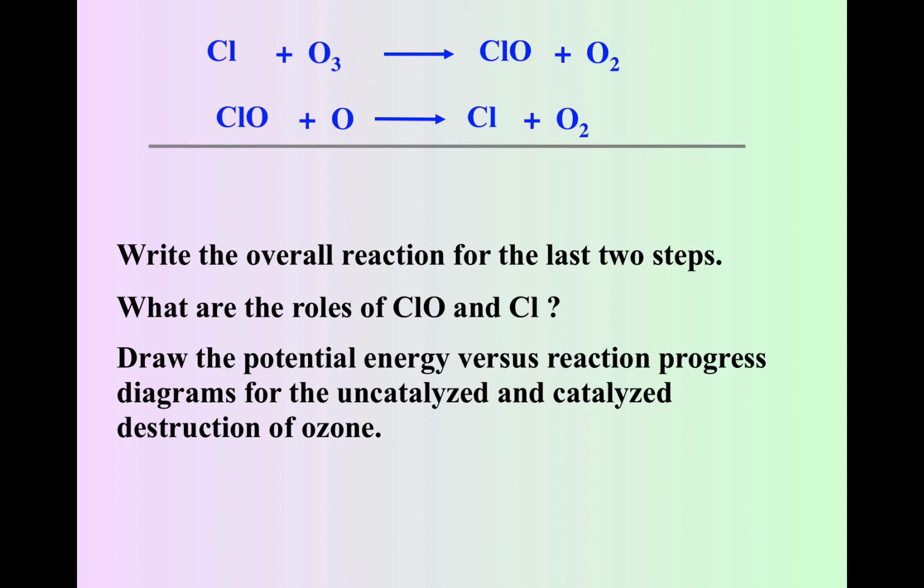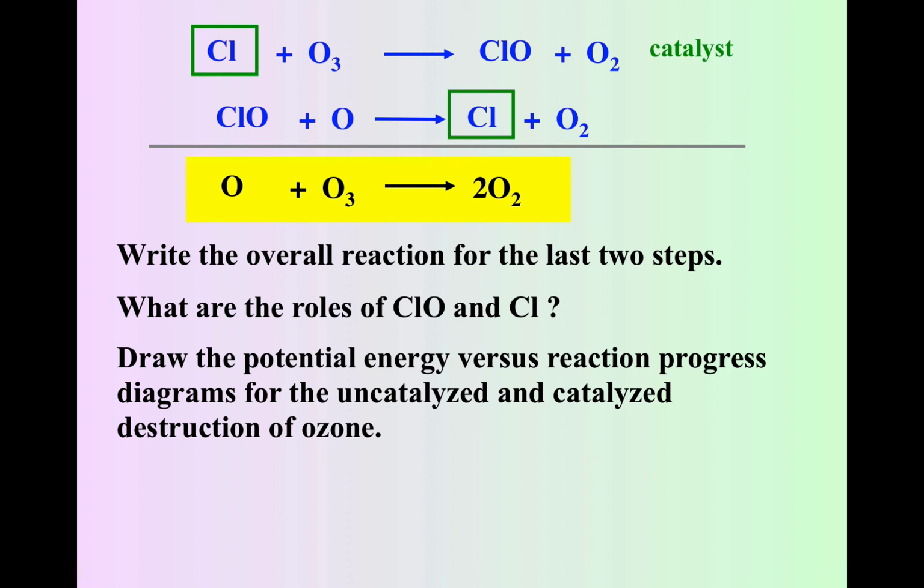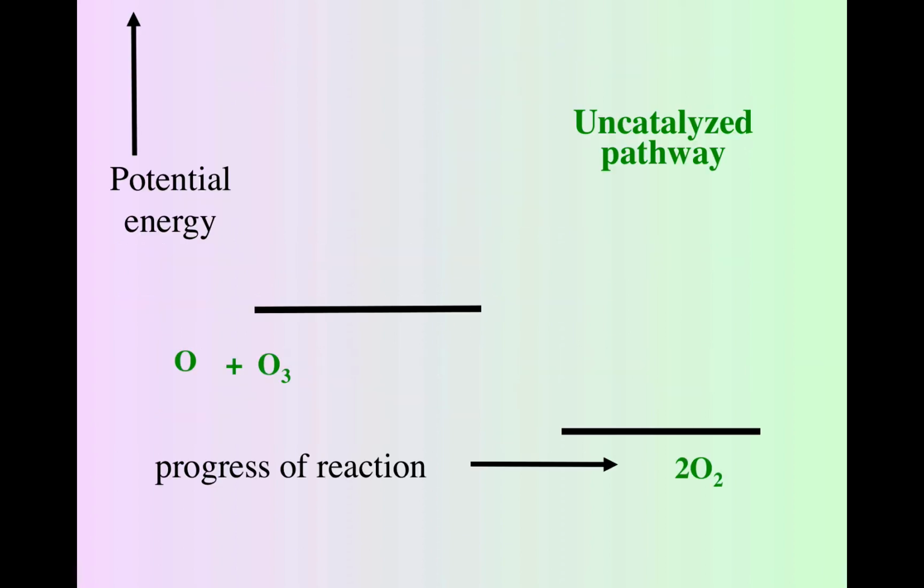This intermediate that you make has a much lower activation energy in terms of slamming an oxygen radical into it and going to oxygen than slamming the oxygen radical directly into the ozone. So I could slam oxygen into ozone in a one-step process, but that would have a very high activation energy.